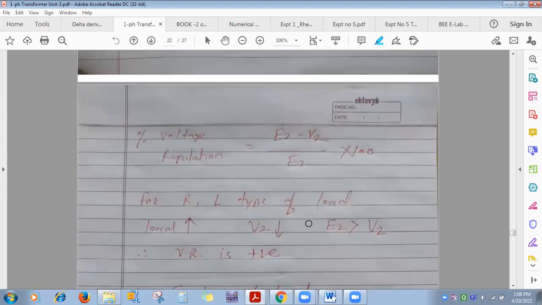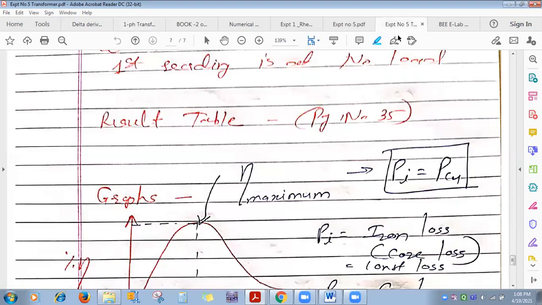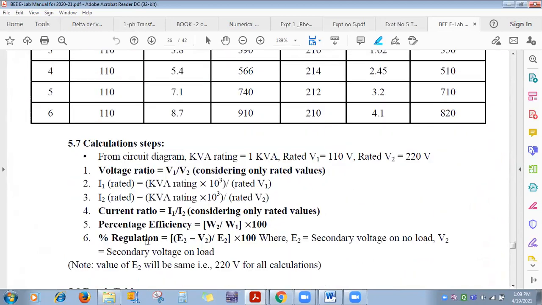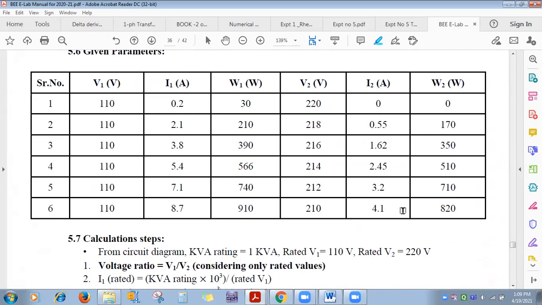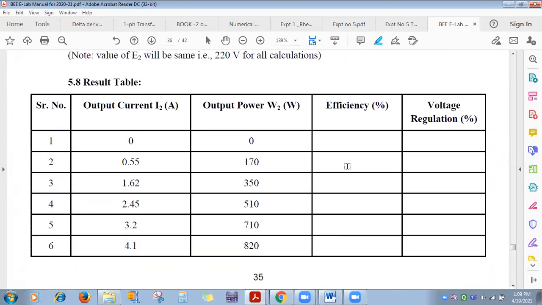So the voltage regulation formula is E2 minus V2 upon E2. What you have to do in this experiment: whenever you use this formula for voltage regulation, E2 minus V2 upon E2, for all readings you have to calculate voltage regulation. So this 220 volt you take as E2 and the rest of the values are of V2. So for every reading, while calculating voltage regulation, see here, this is the result table.